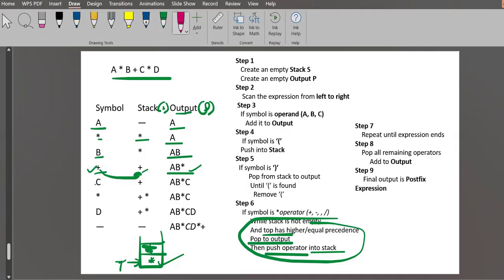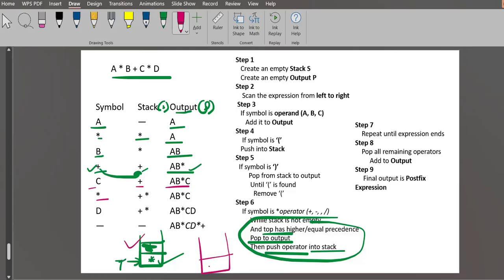All right. Now, next c. C will go to the output, and plus will be here. Now multiply is here, so the scenario has changed. The stack earlier was this; now your stack has plus in it. In the stack, you have plus.